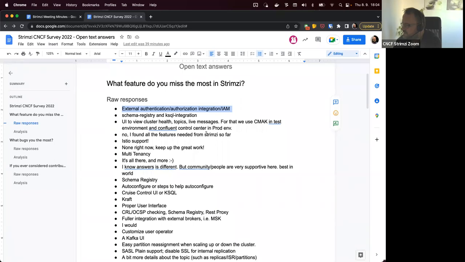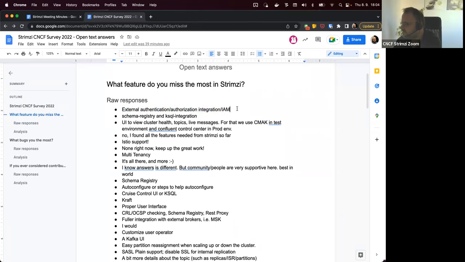So assuming we don't have someone live who raised this, I wonder if, like, probably the most important thing to understand would be what more, or what would they want better for the current OAuth support?